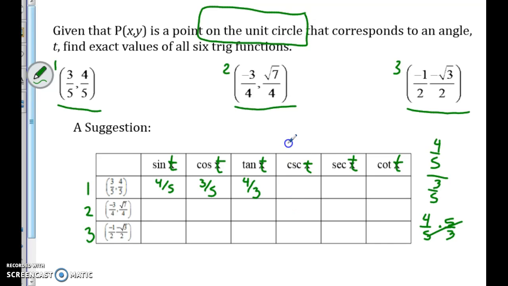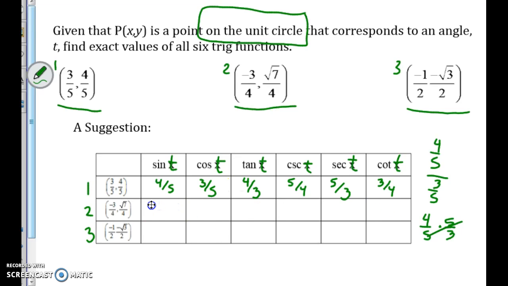Now the rest of them, look how I ordered them. I put cosecant first because that's the reciprocal of sine. Then I put secant because that's the reciprocal of cosine. Then I put cotangent because it's the reciprocal of tangent. If you get used to ordering them that way, you'll be more likely to remember which are the reciprocals. So if sine is 4/5, cosecant will be 5/4. If cosine is 3/5, secant will be 5/3. And if tangent is 4/3, cotangent will be 3/4. And we can do that same thing for all 3.